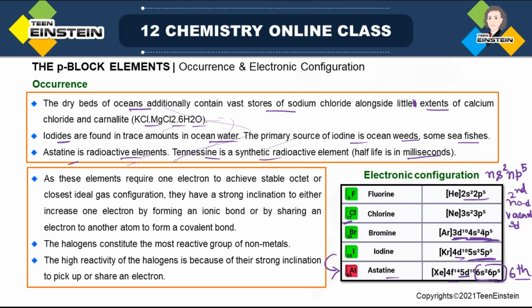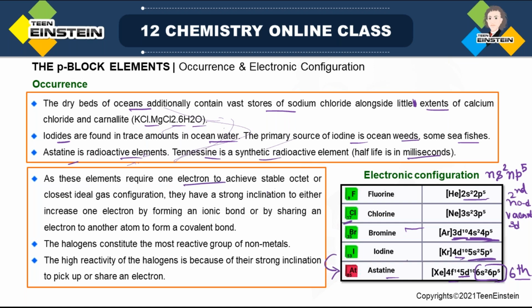Remember, in the first two there is no d electron, and in fact, in the first element fluorine, there is no d orbital. In chlorine, there is a d orbital, but it is vacant. In the case of bromine and iodine, there are fully filled d orbitals, 10 d electrons. And in the case of astatine, you have 14 f electrons and 10 d electrons.